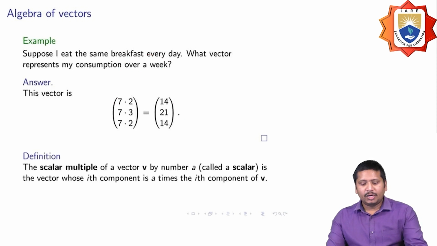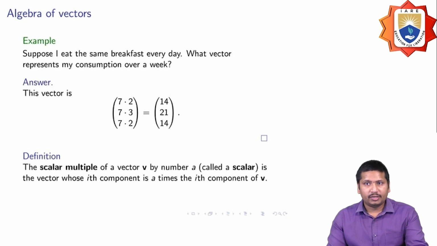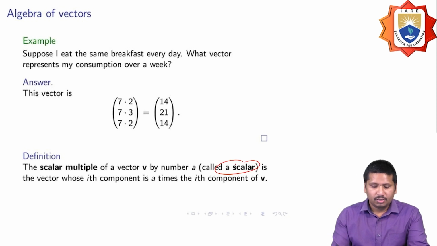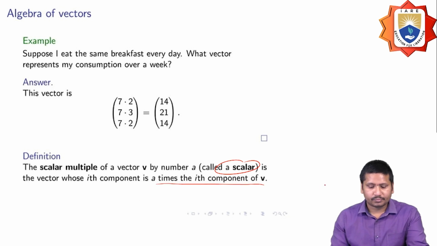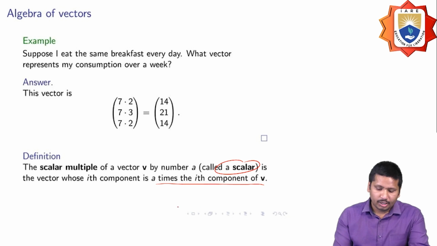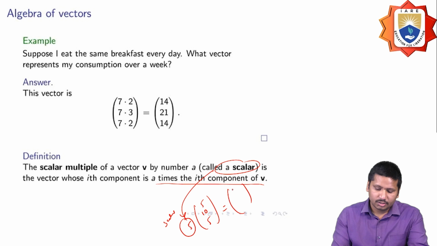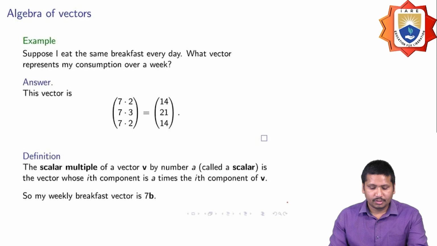So what is the scalar multiple of a vector? The scalar multiple of a vector is a vector whose ith component is the scalar times the ith component of the original vector. Suppose I multiply a vector by a scalar like 5. This should be considered the scalar value. How can I get 25, 50, 25? So the week's breakfast vector is 7b.